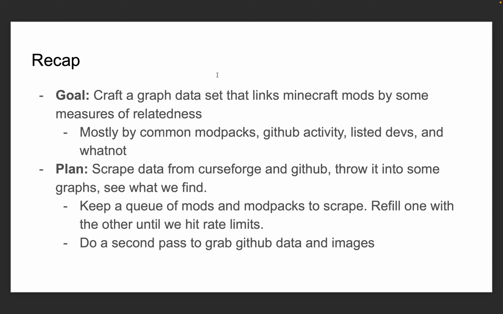Our goal is to create a graph dataset that links Minecraft mods by some idea of similarity using the mod packs and the GitHub data and their dependencies and stuff like that. And so the plan was just to scrape all that data from CurseForge and GitHub, throw it into a graph and see what happens and see what we find. And then I was doing that by keeping a queue of the mods that need to be scraped and a queue of the mod packs, and then just scraping all the mods that are in the mod queue, then adding the mod packs that they're in to the mod pack queue, scraping that one, and starting over. So that way it just keeps going.